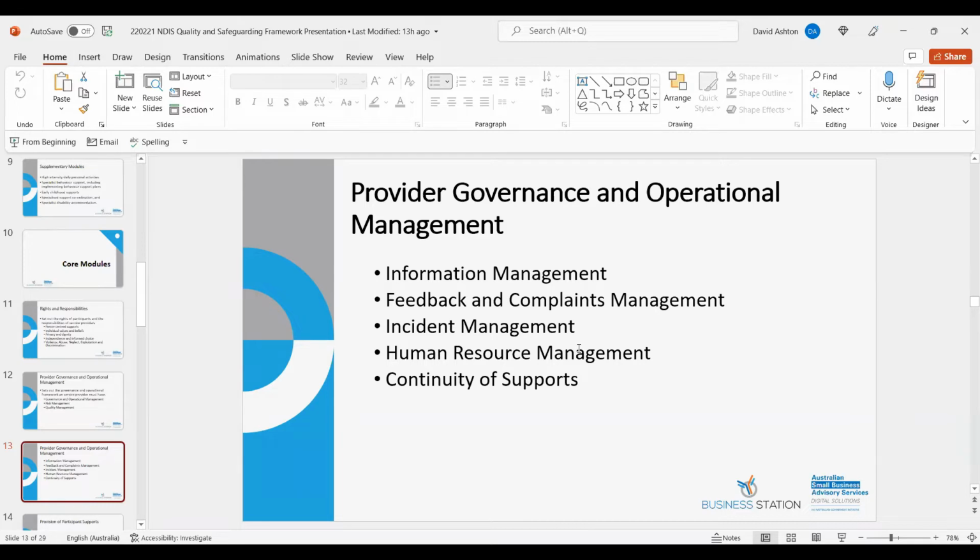So other ones are human resource management. So how you engage your workers, your recruitment, selection, induction, performance management. You need to have in place policies around that, pre-employment checks, qualifications and experience. Like any employee, you need to go through that process.